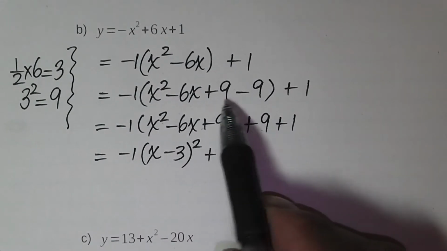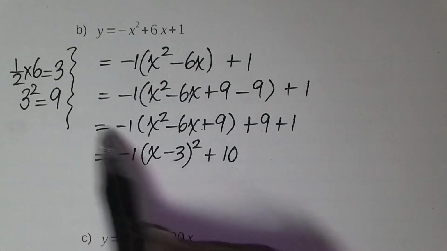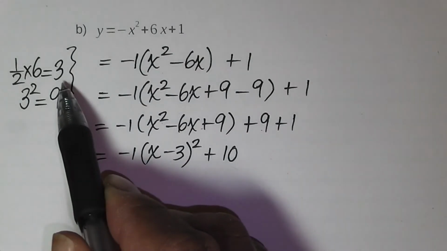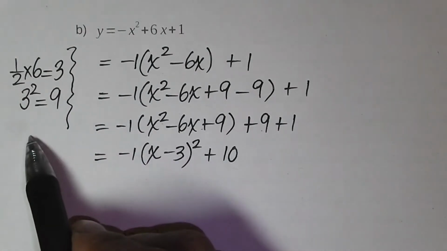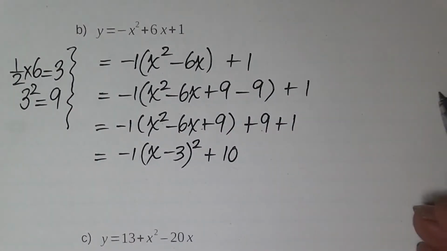So you see that 9 added and subtracted? That's how I got the 9. The 3 that comes here, make it a habit of putting this in. It makes it a lot easier to check your work at the end.